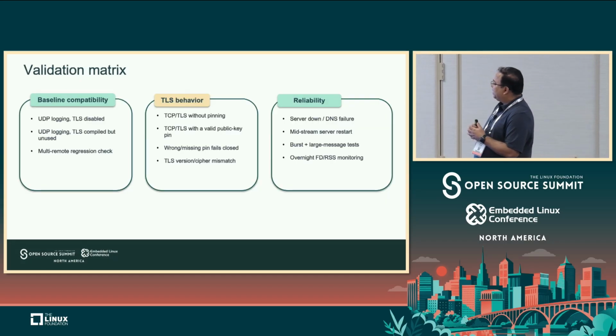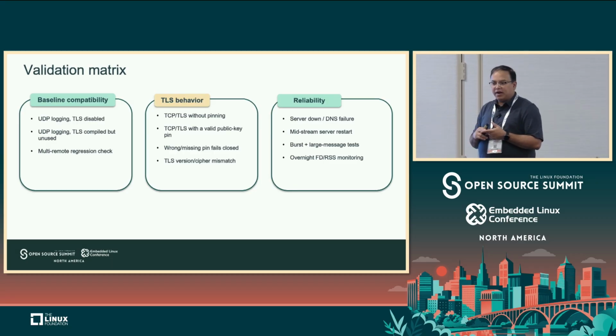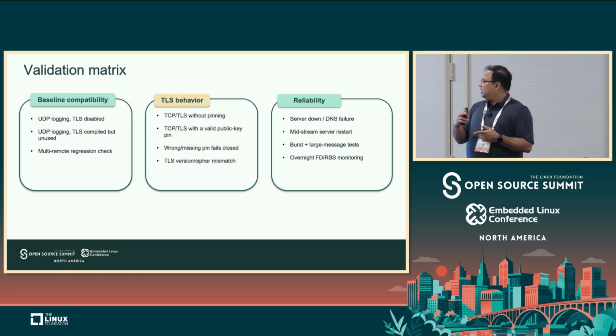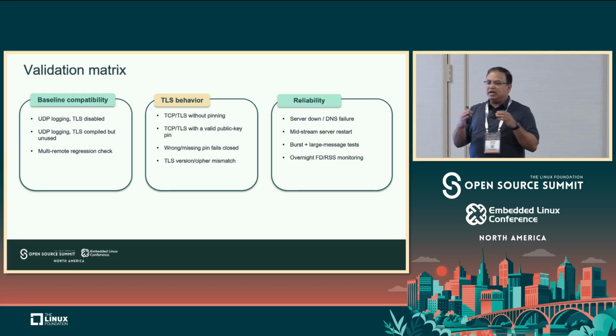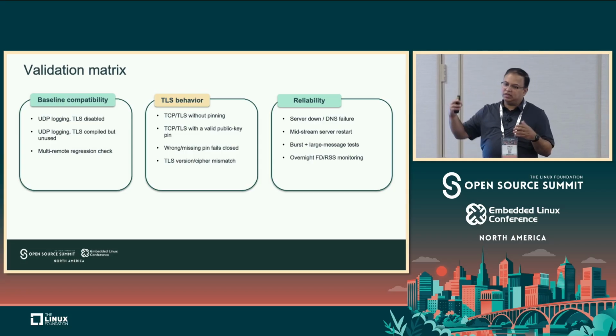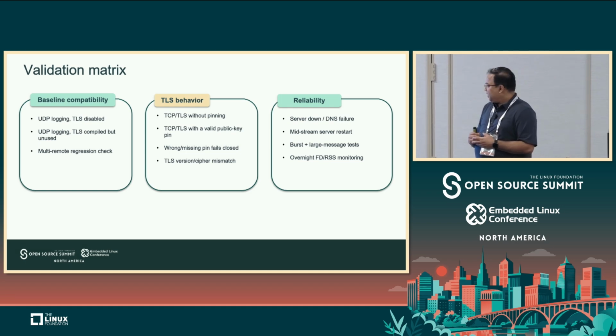This is the validation matrix which we prepared. We preserved the baseline compatibility. The existing UDP logging is preserved with TLS disabled. The existing UDP logging is working even if TLS is compiled but unused, and BusyBox supports connecting to multiple remote hosts. So that functionality is also preserved during this entire development.